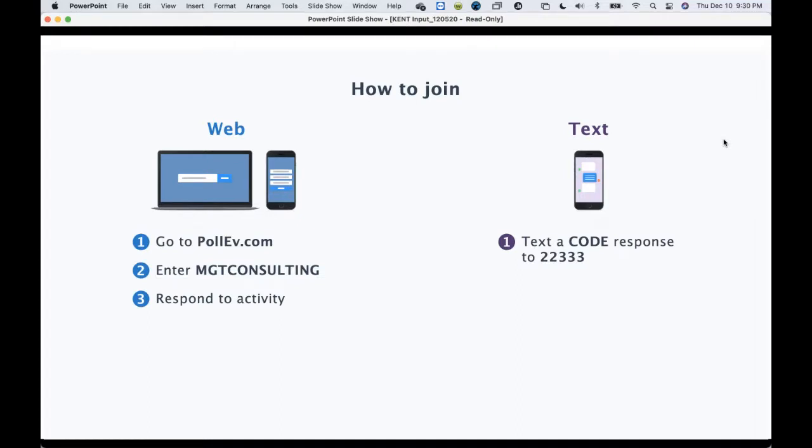22333. And so think of it this way. If you were calling your friend, the phone number would be 22333. And the message that you want to send to your friend is MGT Consulting. Once you join, if you're joining us by text message, you should get a response that says that you've joined Casey Price's session.